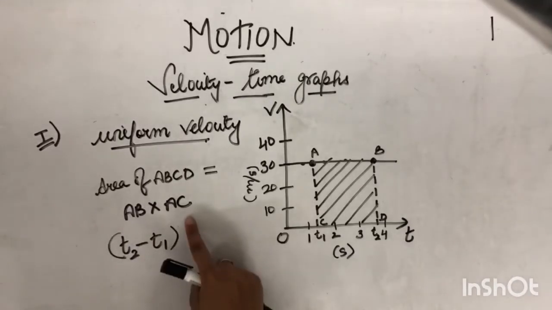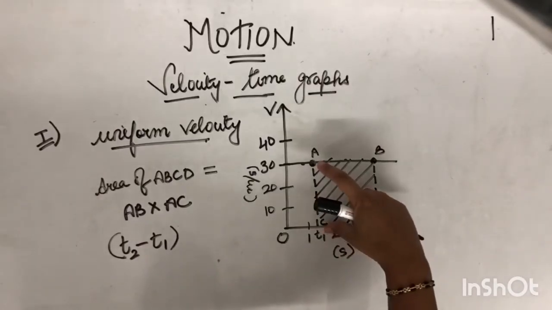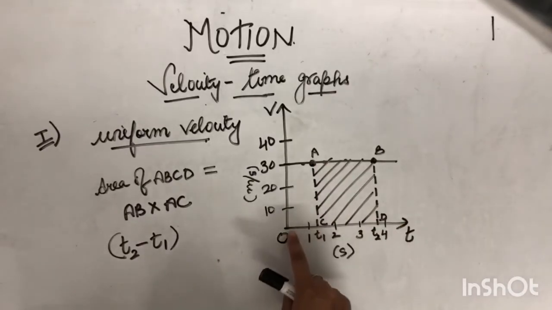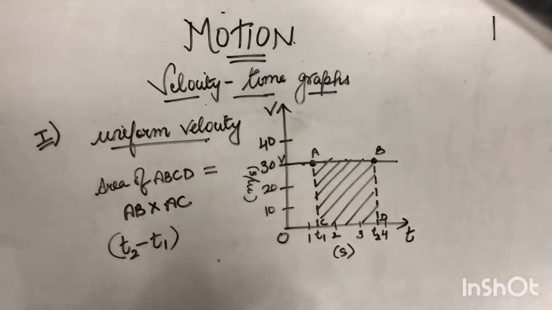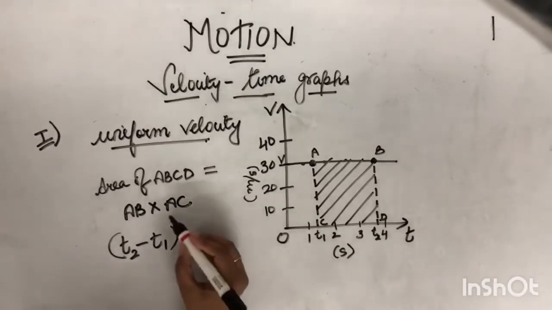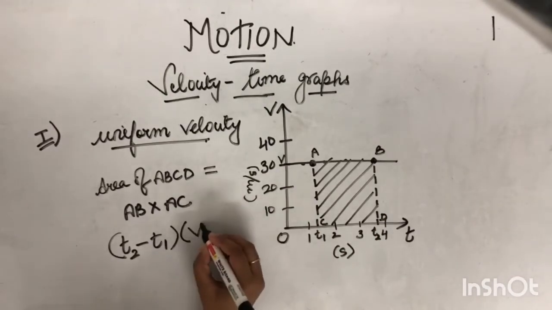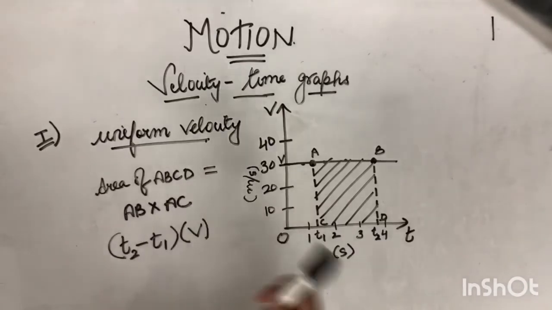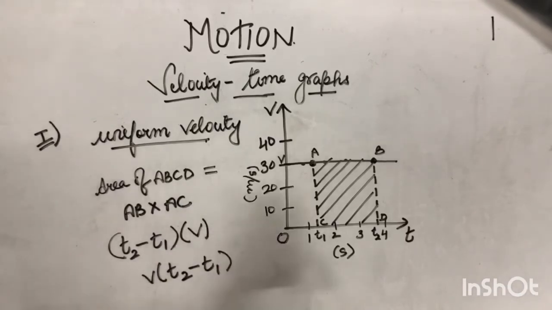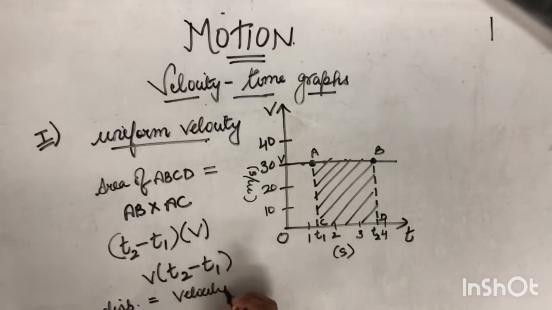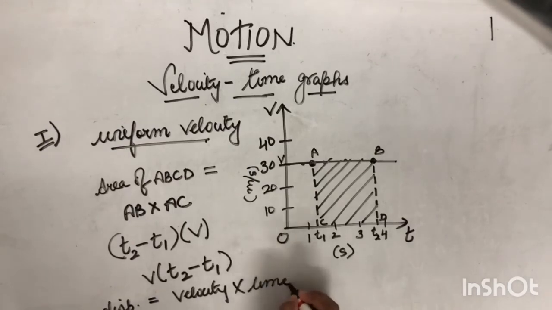What is the value of AC? AC is this velocity. Where did it start? C point is at 0 and A point we will take as, let's say, V. We are taking a general value V. So what will the value of AC be? V. So what is the area under this graph? V into T2 minus T1. So displacement or distance is equal to velocity into time, or we can say distance is equal to speed into time.